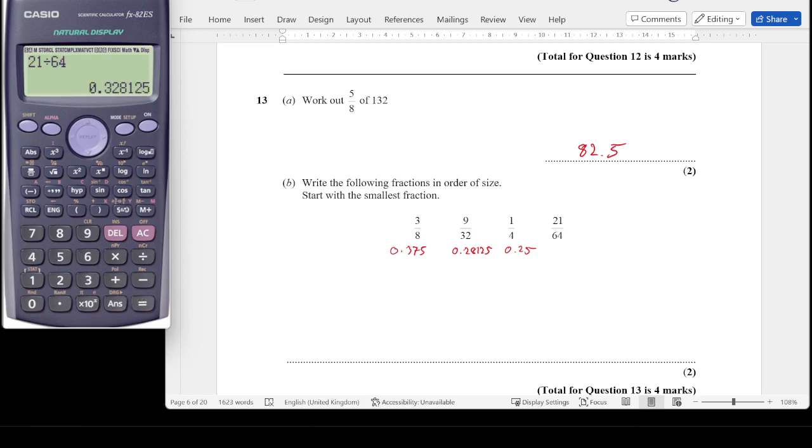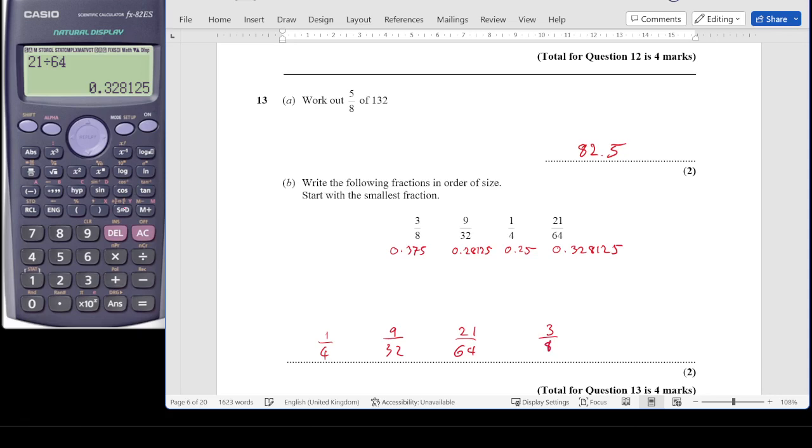The decimal would be 0.328125. If it was on a non-calculator paper, I would make these all fractions over the same denominator to compare the numerators. But on a calculator paper, we can compare the decimals really easily. So we're starting with 1/4 as the smallest. Our next smallest from that list then is 9 out of 32. Our next smallest is 21 out of 64. And then our largest fraction there is 3/8.